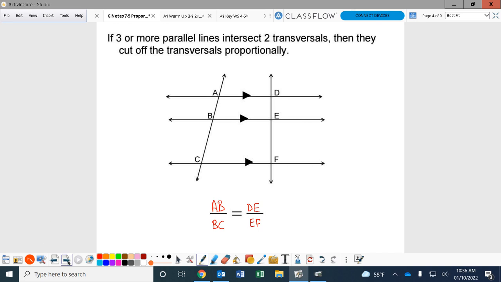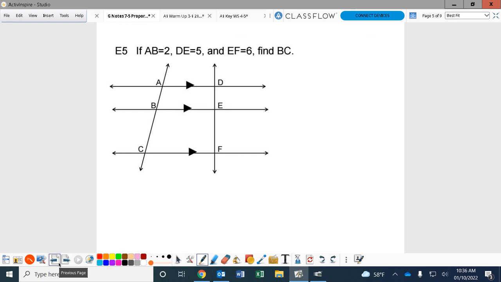So here we go. Let's take a look at what the problem would look like. Oh, guys, now this is a little different. They didn't put the numbers on the problem for you. All you got to do is go through and label it in order to set this up. The AB right here is 2. The DE right here is 5. The EF down here at the bottom is 6. And when we don't know what BC is, what do we put? X. Perfect.